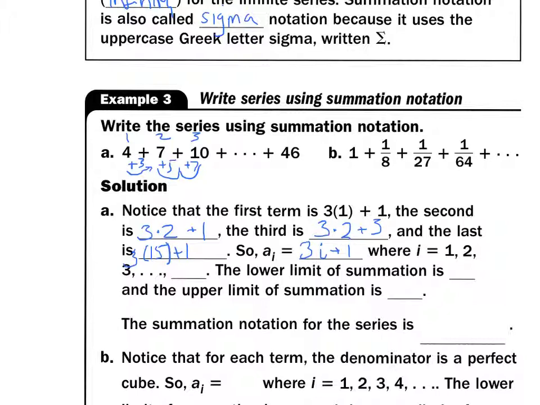Now, where i is 1, 2, 3, etc., not to infinity, but to 15, because it stops at 46. So the lower limit of summation is 1, and the upper limit of summation is 15. So the summation notation for the series is the sum from i equals 1 to 15 of 3i plus 1.